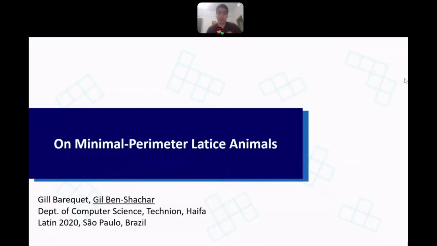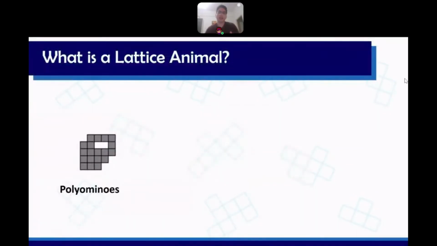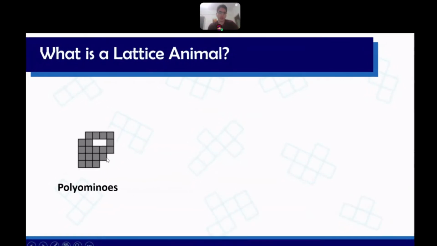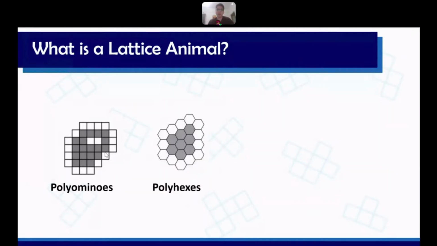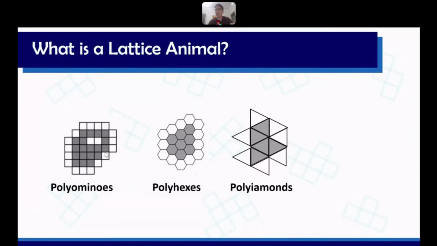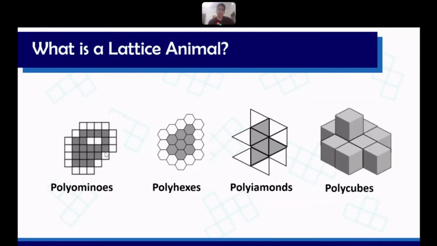So I'll start by defining what lattice animals are. A lattice animal is just a collection of connected cells on some lattice. For example, on the square lattice, we have this lattice animal. On the square lattice, we'll call it polyominoes. And throughout this presentation, gray cells will represent lattice animals, and white cells will represent the perimeter of the lattice animal, which is the cells adjacent to cells of the lattice animal. And we have other lattices, for example, polyhexes on the hexagonal grid, polyiamonds on the triangular grid, and polycubes on the cubical grid.